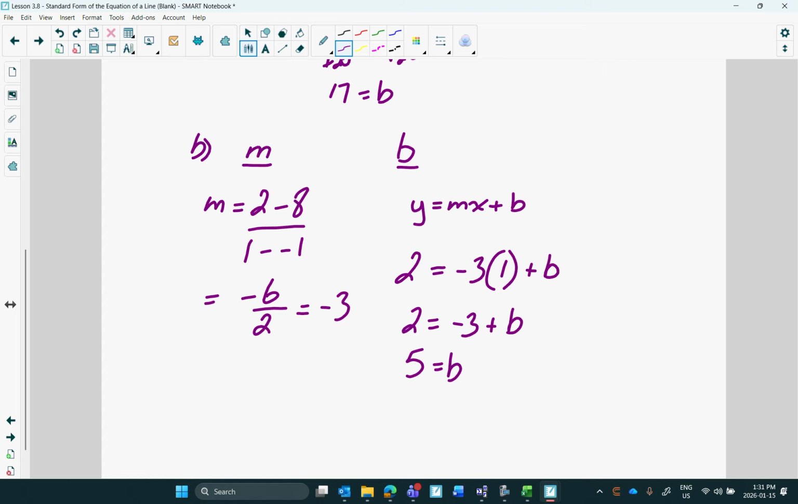So what does the equation look like in slope-intercept form? Y equals mx plus b. Sorry, y equals, we have to fill the numbers in. Y equals m, which is -3, x, and then plus b, which is 5. But I got to put it in standard form. What do I do? Add 3x to both sides, and that should be the trick. 3x plus y equals 5. And that's standard form. And we're done.